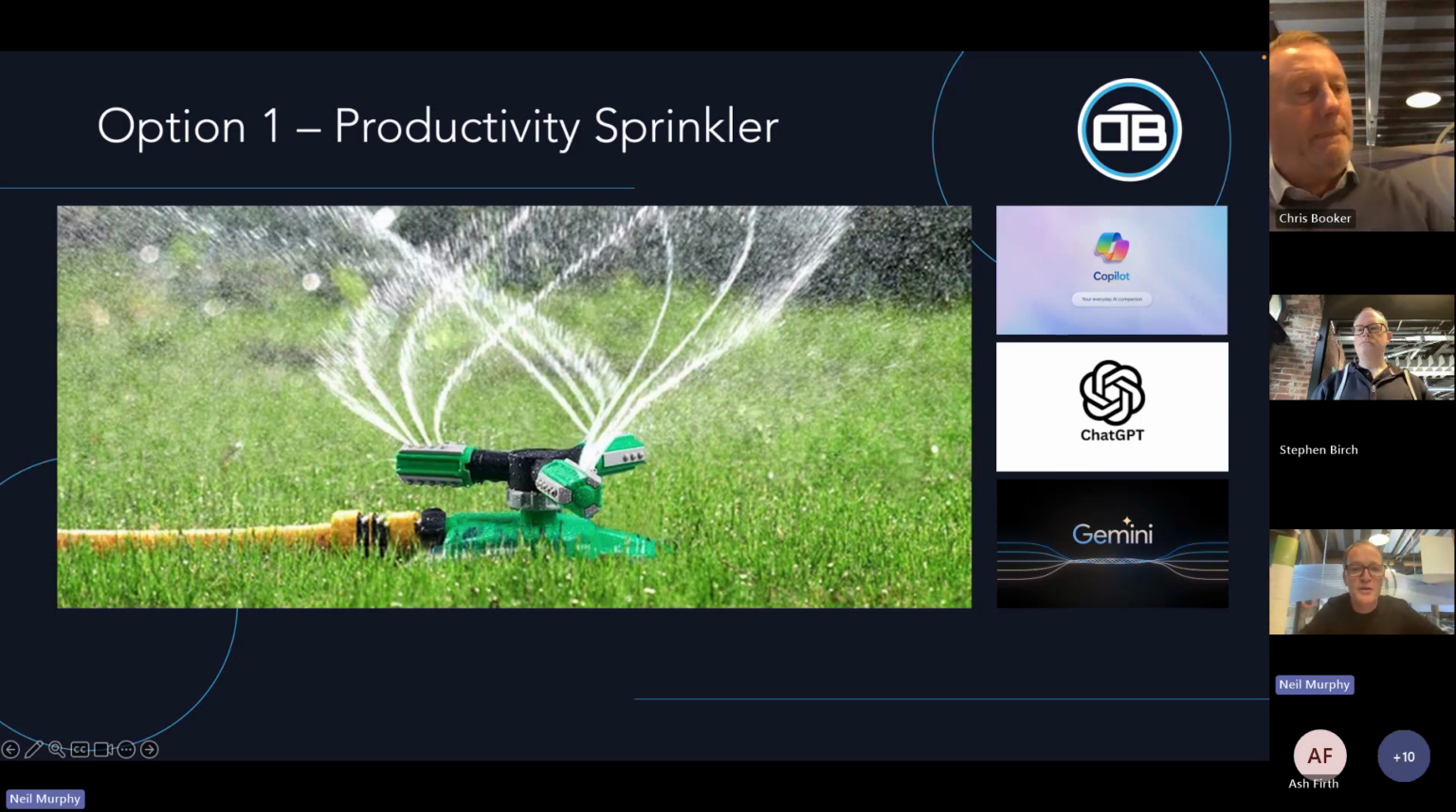A few models that you might want to consider. The first thing we're calling is a productivity sprinkler, and we touched on this in the first webinar. But you know, it would be relatively straightforward for an organisation to go out today, sign up for Microsoft Copilot for Office 365 or Google Gemini, or get a ChatGPT subscription, and then just hand that over to everyone in the company. And see what happens, you know, throw it all out there, put enough water out there and see what pops up. And there are lots of attractions for doing that.